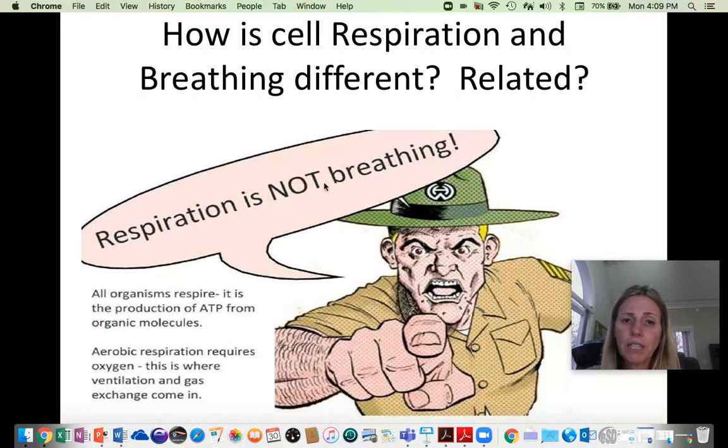So how are they related? Without breathing, you're not going to have respiration. And again, if you don't have respiration, you're not going to be able to breathe. So they go hand in hand. Breathing provides the gas exchange in order for respiration to take place.